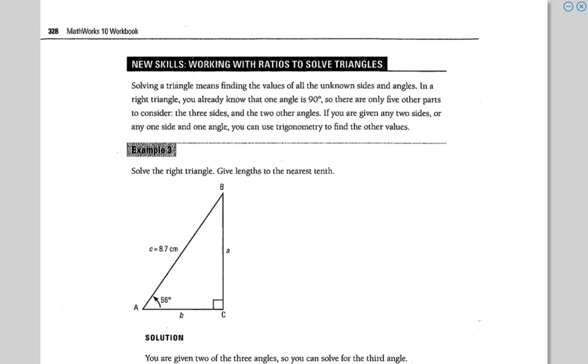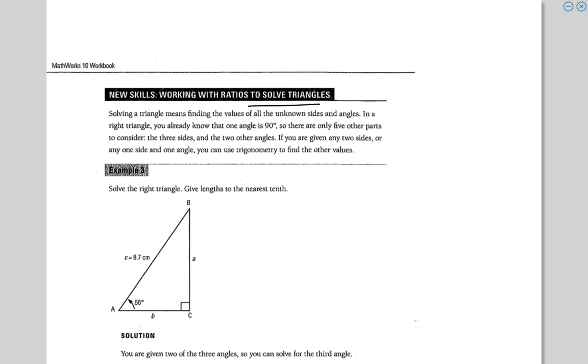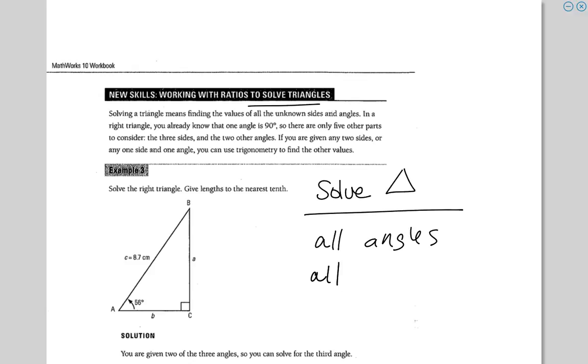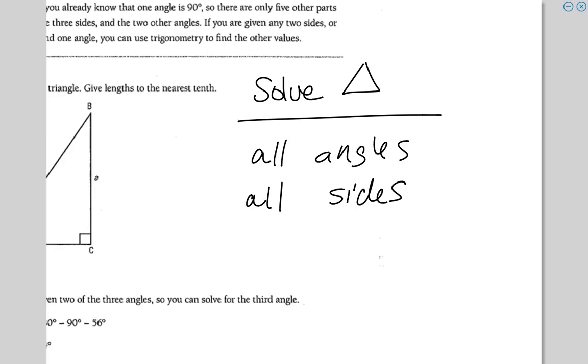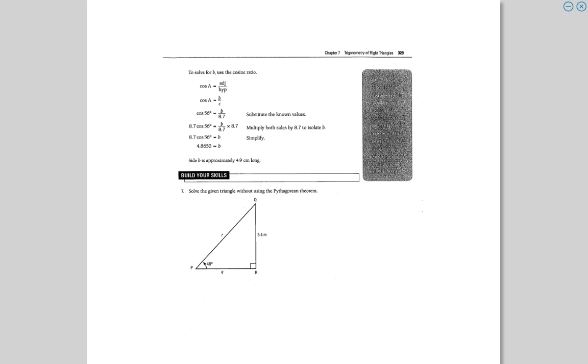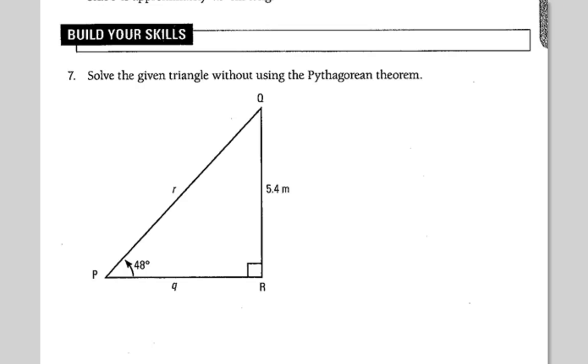Okay, new skill, working with ratios to solve triangles. So to solve a triangle, and I'll just jot this down for you, solve triangle, you need all angles and all sides. Often the angles, you can use the 180 rule for a triangle, that all angles in a triangle add up to 180. And often with sides, you can use Pythagoras. If you know two of the sides, you can get the third with Pythagoras. So let's take a look at number 7. Oh, it's asking us to do it without the Pythagorean theorem.